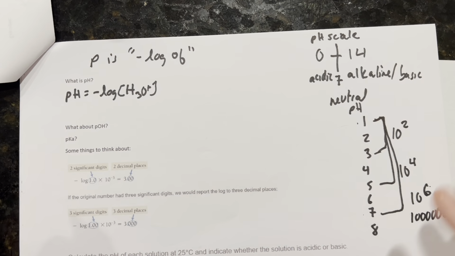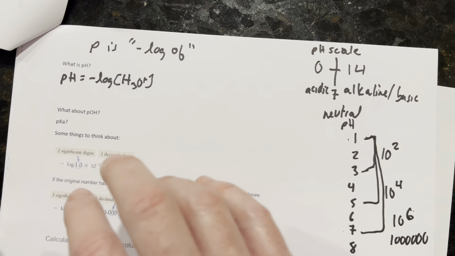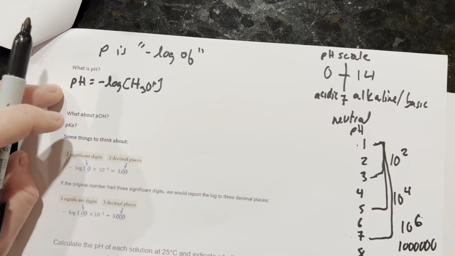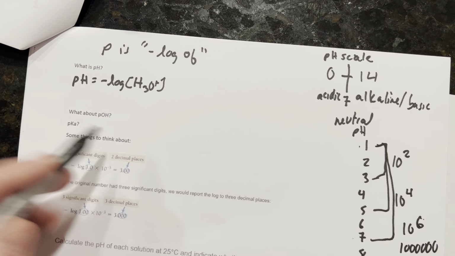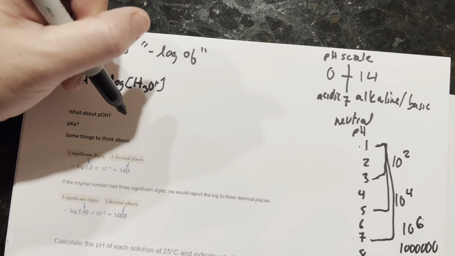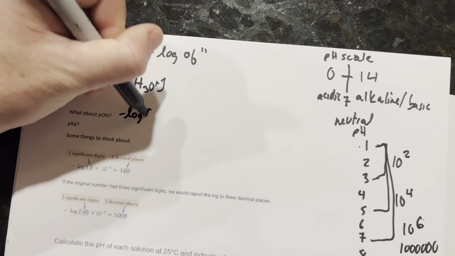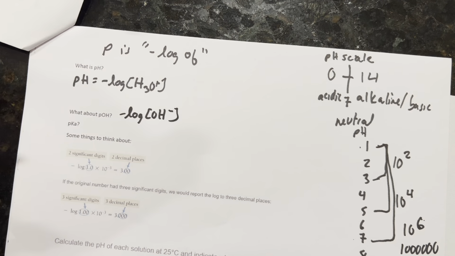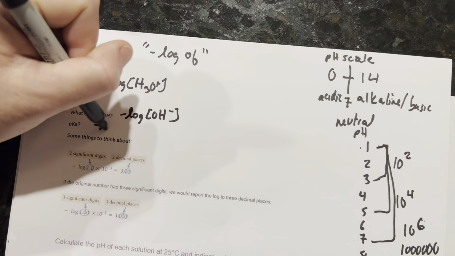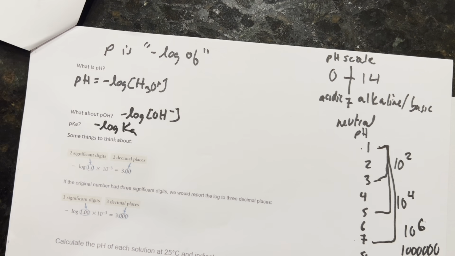All right, so now that we have a general understanding of a logarithmic scale, and we know what pH is and what P is, let's talk about pOH. Remember, P is negative log of, so pOH is just negative log of the OH minus concentration. What do you think pKa is? That's just negative log of the Ka. That's it.